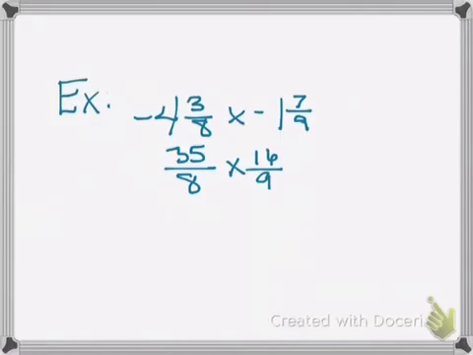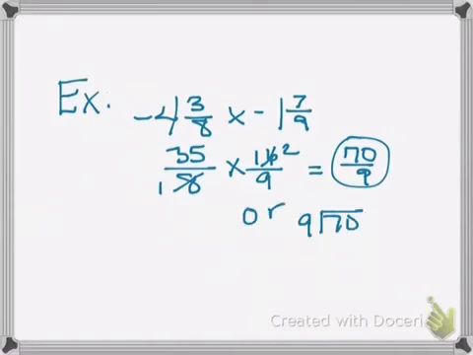I can look diagonally and see that 8 and 16 share 8. 8 divides 8 one time. 16 divided by 8 is 2. So 35 times 2 would be 70, and 1 times 9 is 9. And to change that to be a mixed fraction, off to the side, you can divide 70 by 9. It will go 7 times with 7 left over, so 7 7/9.